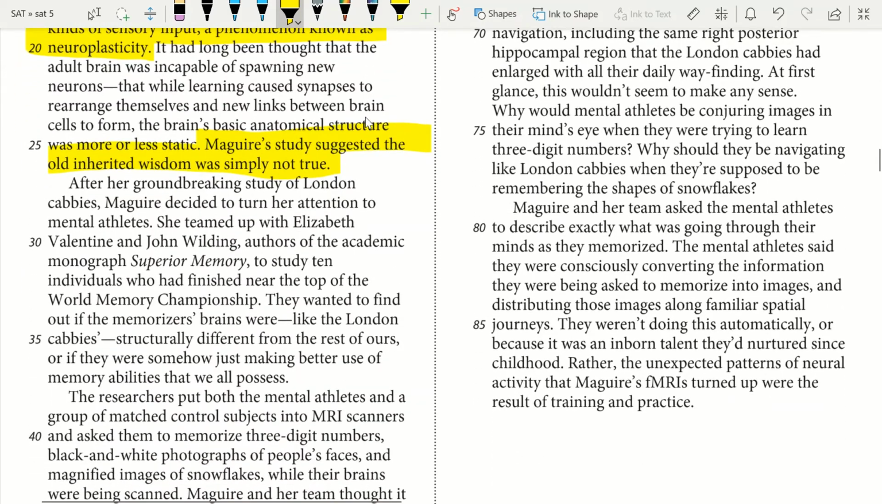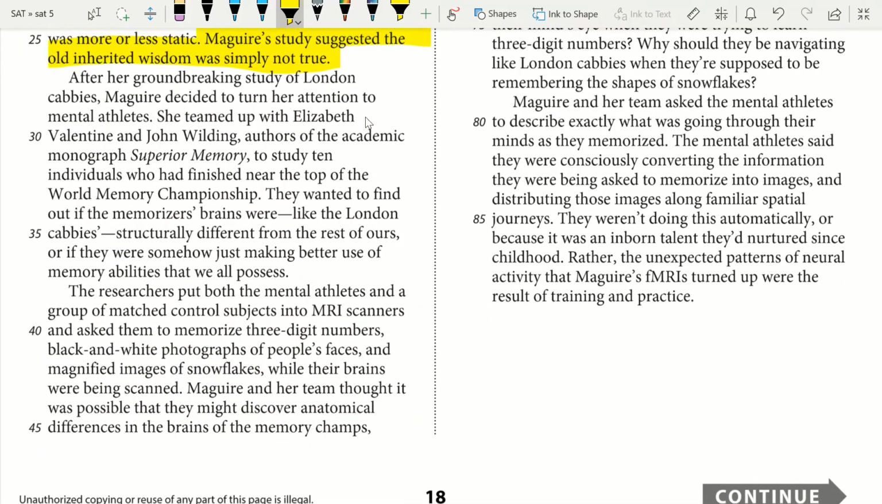After her groundbreaking study of London cabbies, Maguire decided to turn her attention to mental athletes. She teamed up with Elizabeth Valentine and John Wilding, authors of the academic monograph Superior Memory, to study 10 individuals who had finished near the top of the World Memory Championship. They wanted to find out if the memorizers' brains were like the London cabbies', structurally different from the rest of ours, or if they somehow just make better use of the memory abilities we all possess.